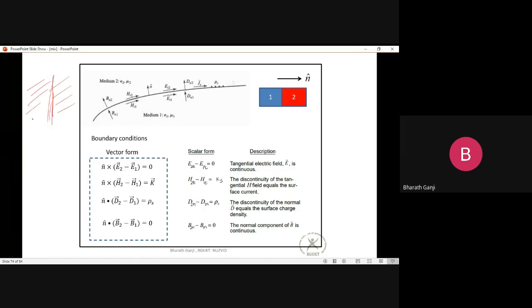So say in region 1 there is material epsilon 1 and in region 2 there is material epsilon 2. You can calculate fields everywhere inside this region and also in this region. But the question comes, what happens to the fields exactly at the boundary between the two regions?